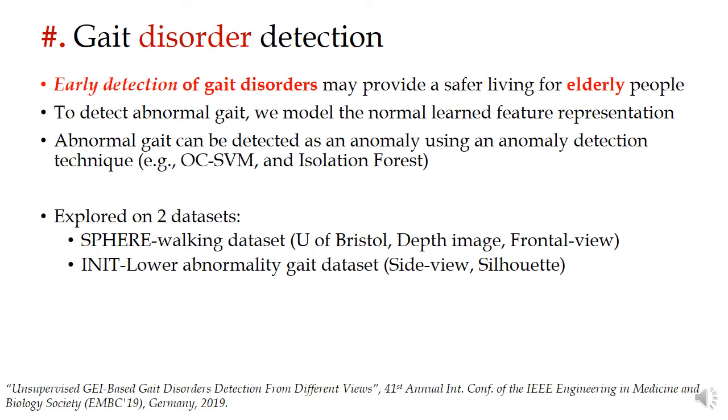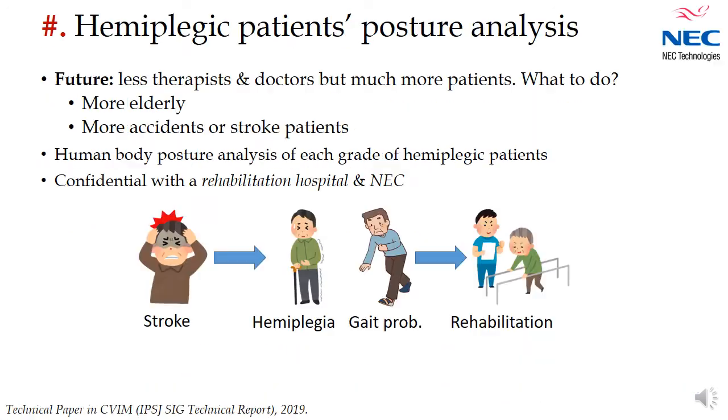Another work we tried is gait disorder detection, for example for elderly people in hospital or elderly people at home. If we can recognize any kind of gait disorder, early detection can be helpful. So we tried to recognize abnormal gait from normal gait with some methods, with two data sets, and this was published last year. So we need to try on normal and abnormal. This is another very important research area, but extremely difficult.